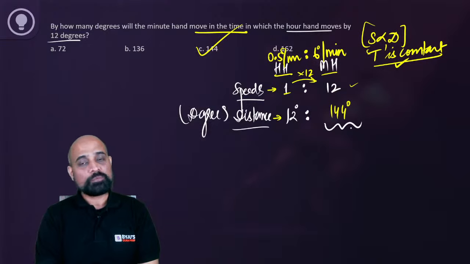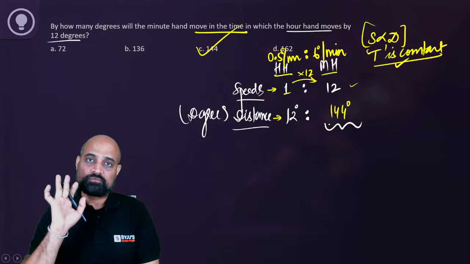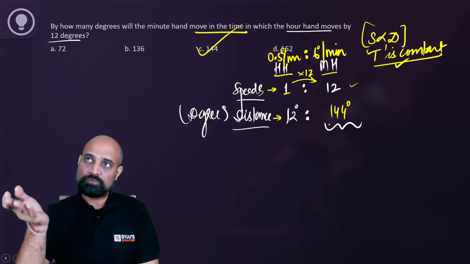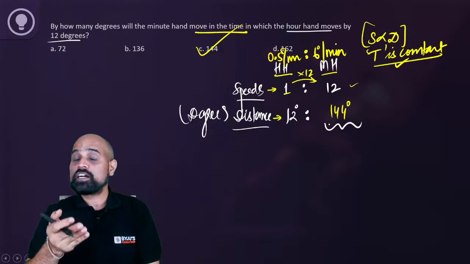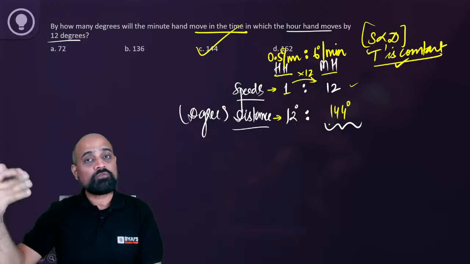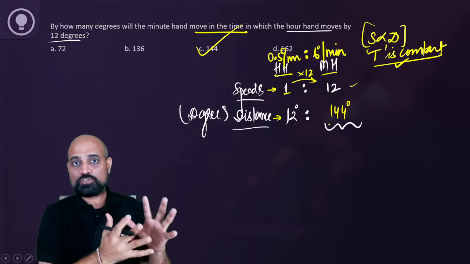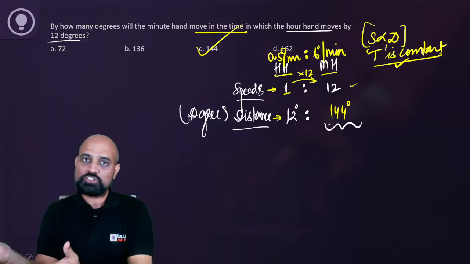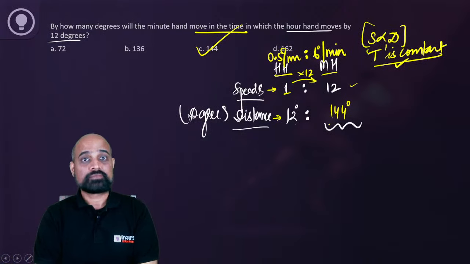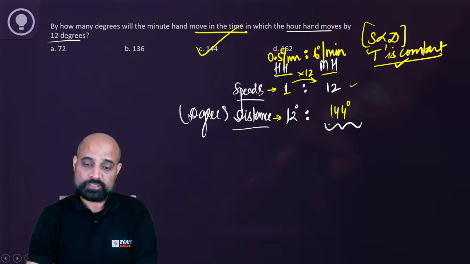So the distance ratio will also be 1:12, but it's not necessary that 1 is always given. If 10 is given instead of 1, then 12 will become 120. Whatever change you make on one side, the same change you're supposed to make on the other side. That's what we mean by directly proportional. Okay.